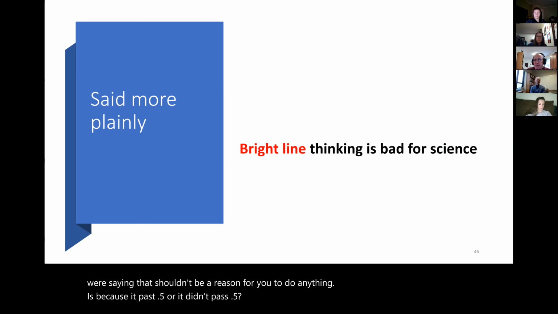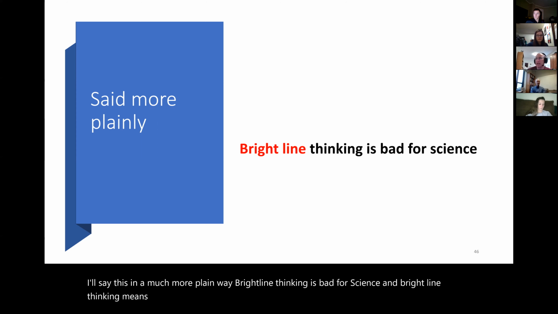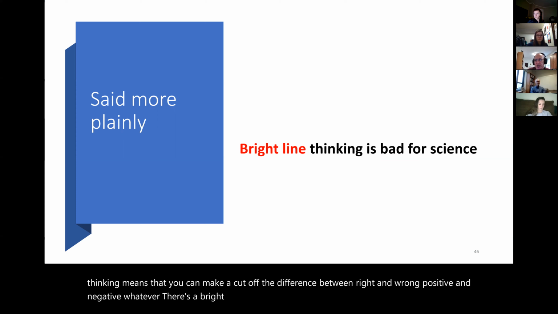I'll say this in a much more plain way. Bright line thinking is bad for science. And bright line thinking means that you can make a cutoff. You know the difference between right and wrong, positive and negative, whatever. There's a bright line. There's always a bright line, and you can establish that.